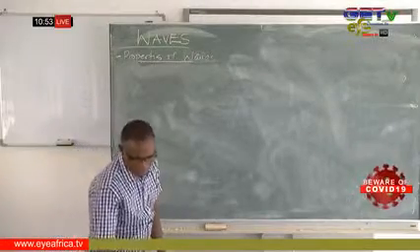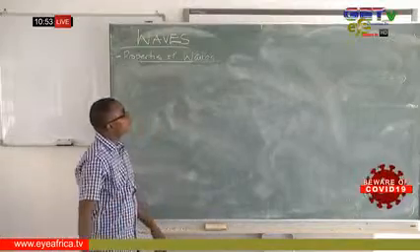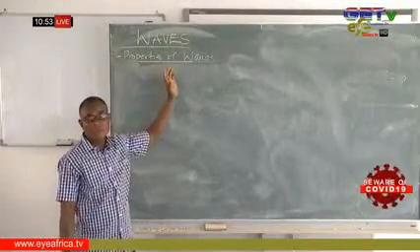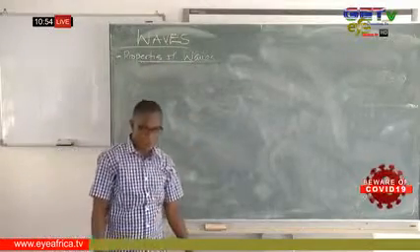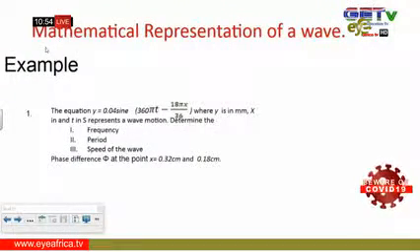So now our next topic, like I gave you the topics today. We know that the first was to talk about the properties of waves. I've done that. Now I'm going to the second topic, which is the mathematical representation of a wave. As waves travel progressively, they have a mathematical representation.